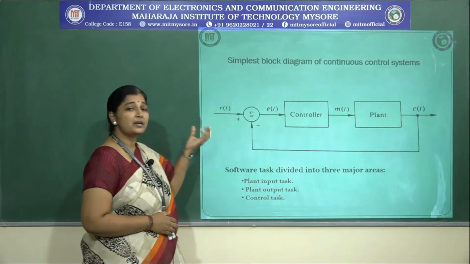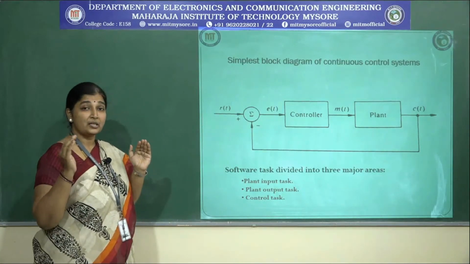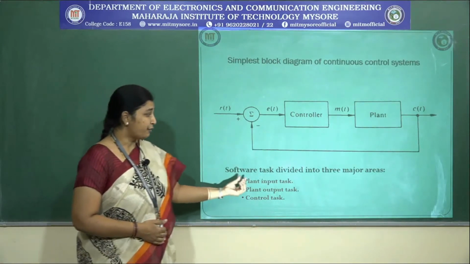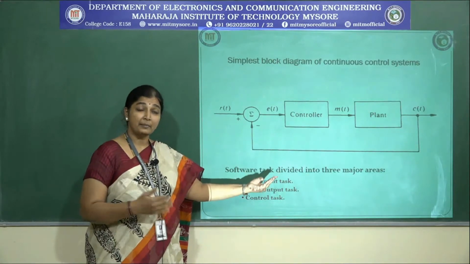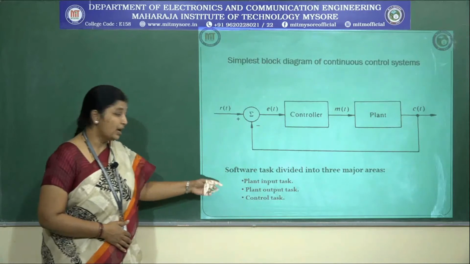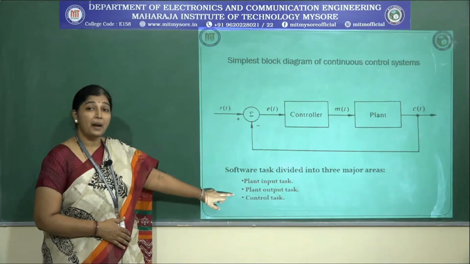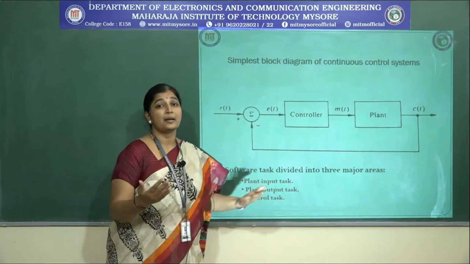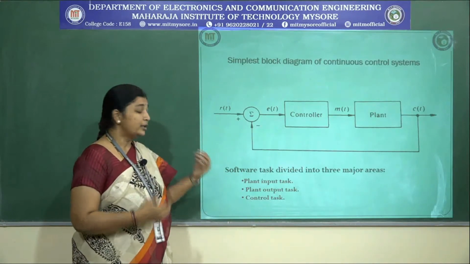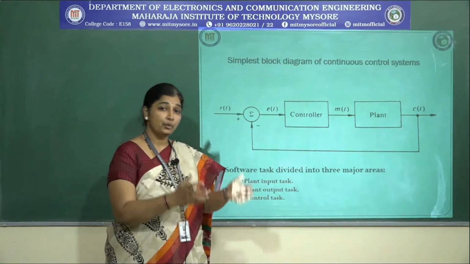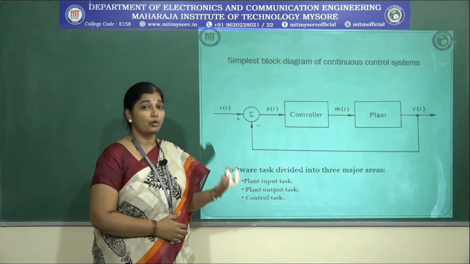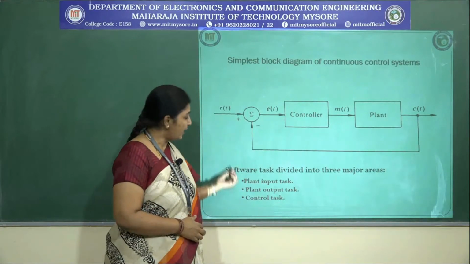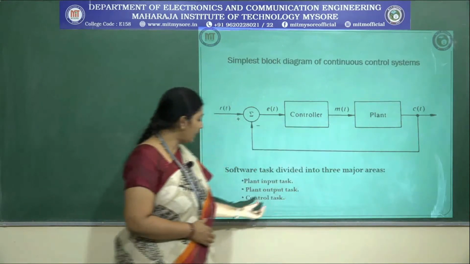This control system is the simple block diagram, condensed from the previous example that we already dealt with. Now the software task can be divided into three major areas: the plant input task, the plant output task and the control task. What do we mean by plant input task and output task? For example, if I am an operator, the operator has the capability to give input to the plant and also monitor the output. Whenever an operator is involved in both input and output task, you have RT and CT.